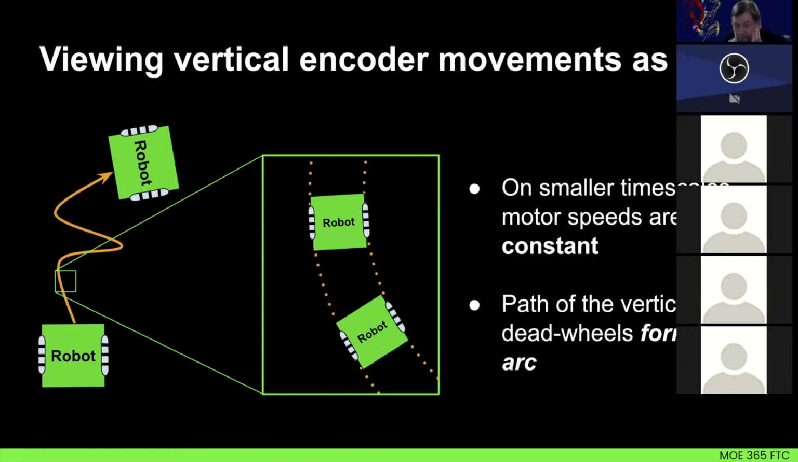And from that, you can think of the path that the vertical wheels form as an arc. And that's shown right here. If we zoom in at a very small moment in time on this orange path, the robot is traveling in a very, very slight arc because the motor speeds are constant. So that's the first thing.